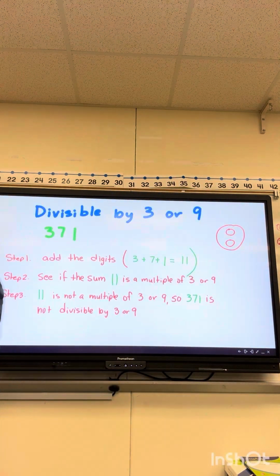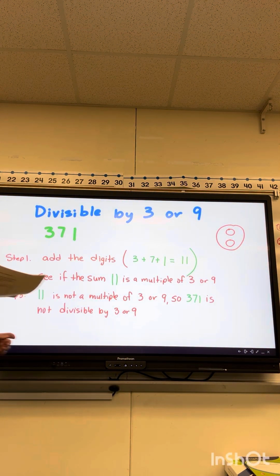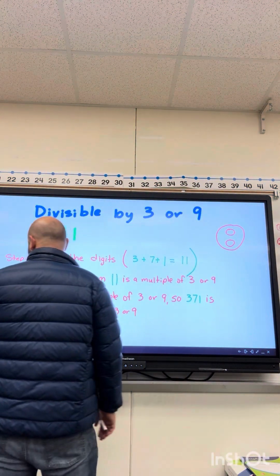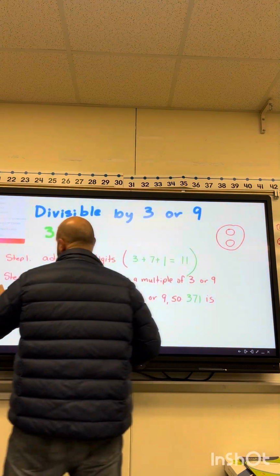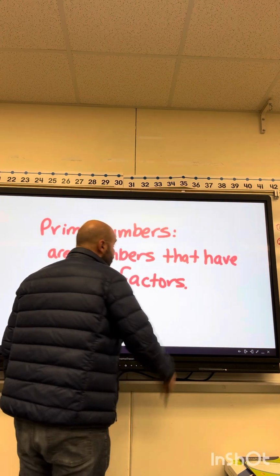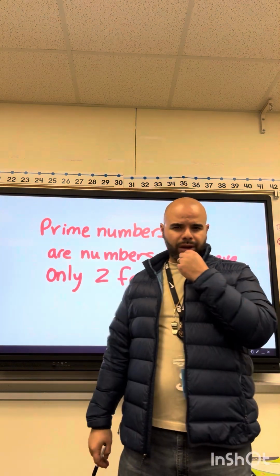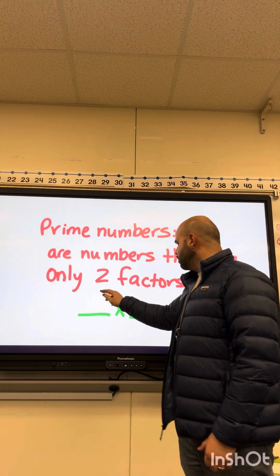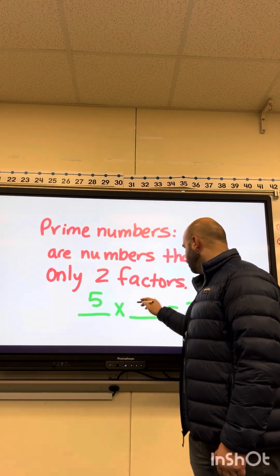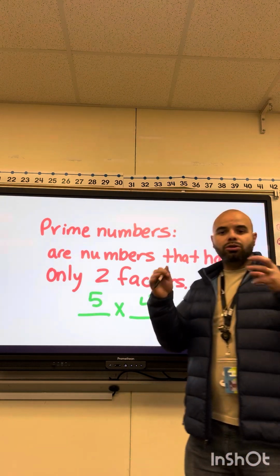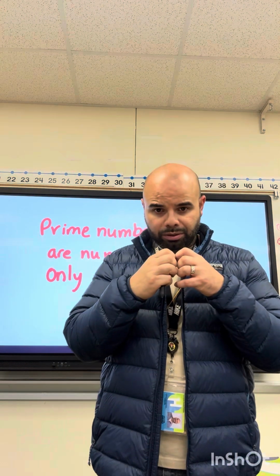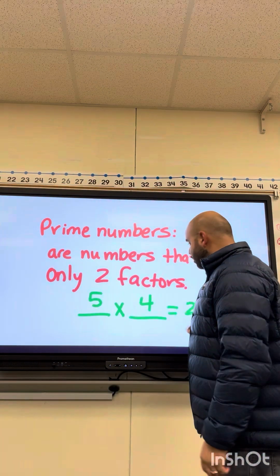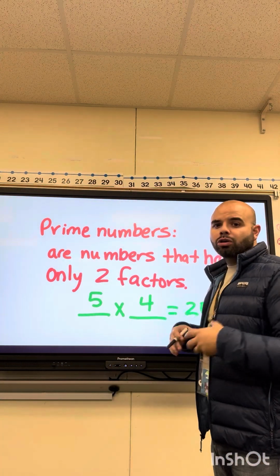Now, they are going to need to know composite and prime numbers. Almost forgot. Composite and prime numbers. So a prime number is a number that only has two factors. What are factors? My factors for this multiplication problem are 5 and 4. The numbers that you use to multiply together, those are your factors. The answer that you get when you multiply them is called a product.